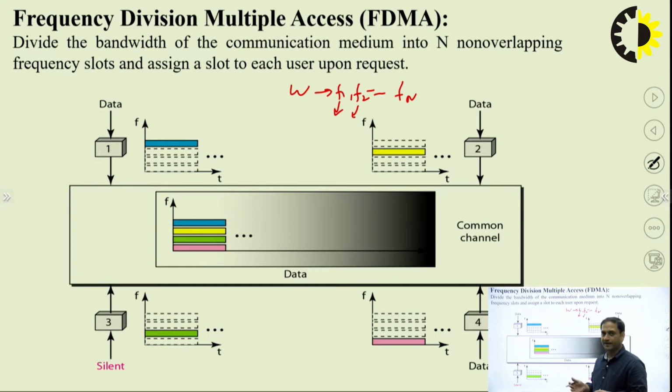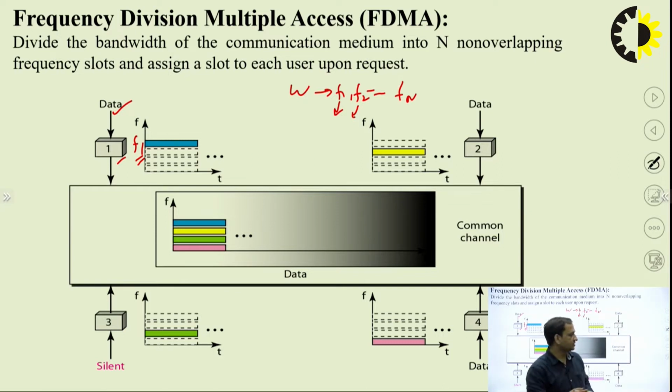Then we combine these. After combination we multiplex it and we transmit it. So in this frequency division multiple access, we can see here, when we have the data from here, this data will be multiplexed with one of the frequencies. If I say this is the F1 frequency, this data will be modulated with the F1 carrier frequency. Similarly, data number 2 is modulated with the second frequency.